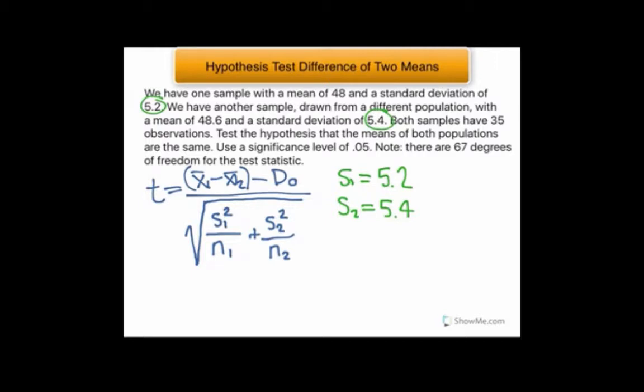And then n1 and n2 are actually the same in this question. It tells us both samples have 35 observations, so both those numbers are 35. If you notice, that will mean we have a common denominator in this formula, so you could simplify it a little bit by combining these fractions. You don't have to do that though, so we can just plug these numbers straight into the formula.